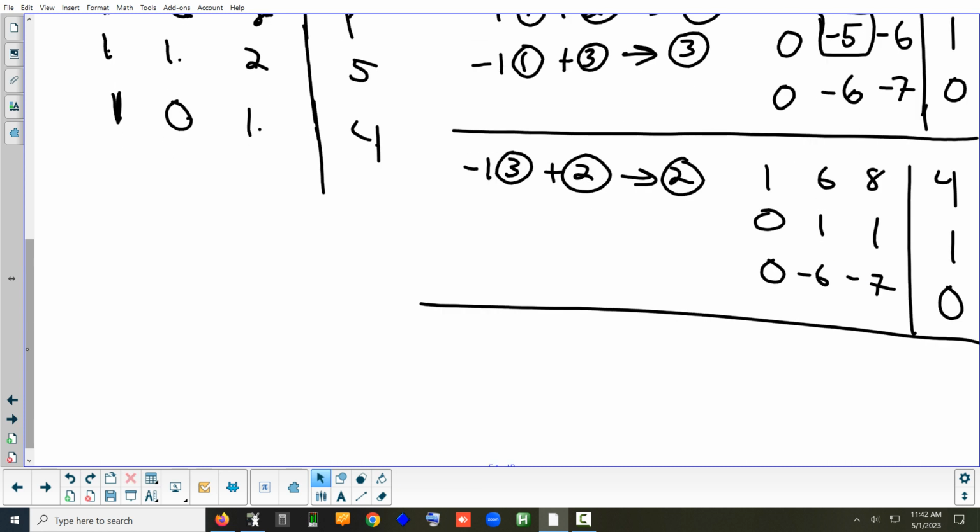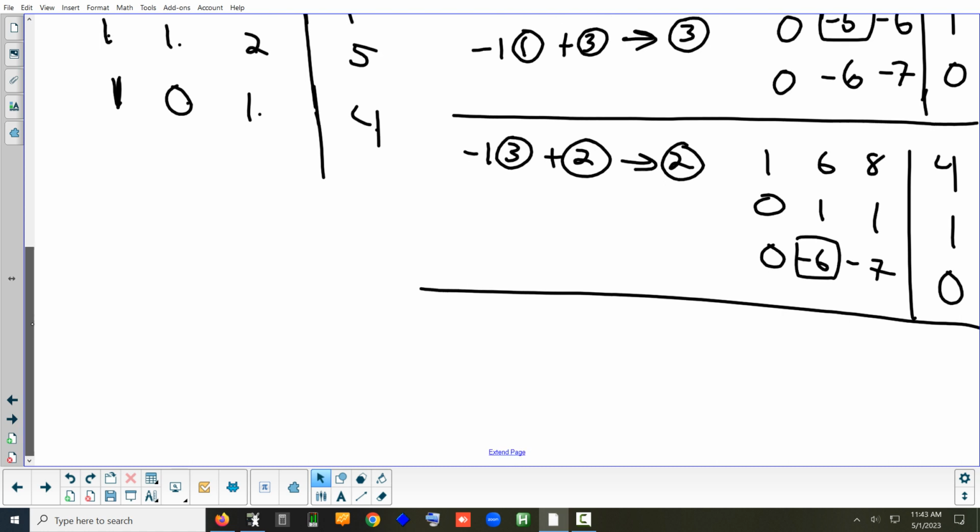Okay, what's the next spot that I focus on? What row, what column? Row 3, column 2. And what do we want to happen to that number? We want it to be a 0, and we can do that very easily when there's a 1 above it. So we just add it to the bottom. So how are we going to get a 0 in that spot?